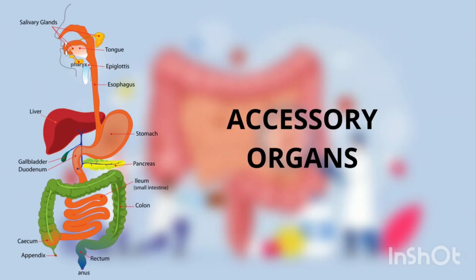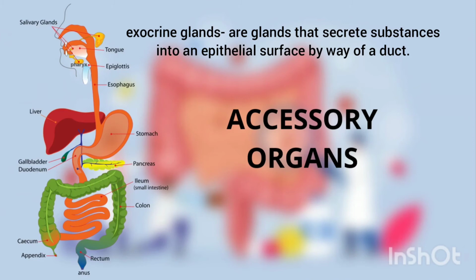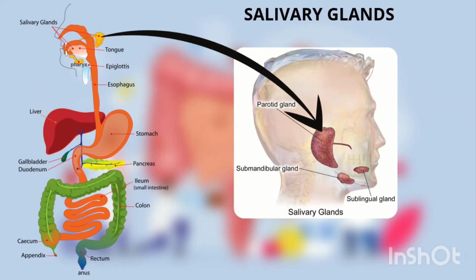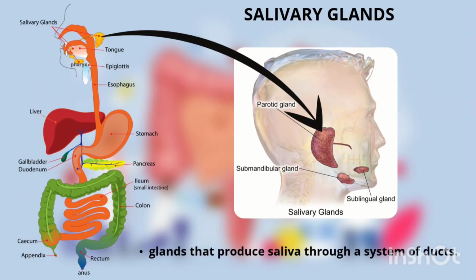The accessory organs of digestion are described as exocrine glands. They have ducts, openings that secrete chemical substances into the organs of digestion to aid in the digestive process. The salivary glands are located in the mouth. There are three types of salivary glands: the parotid, sublingual, and submandibular.